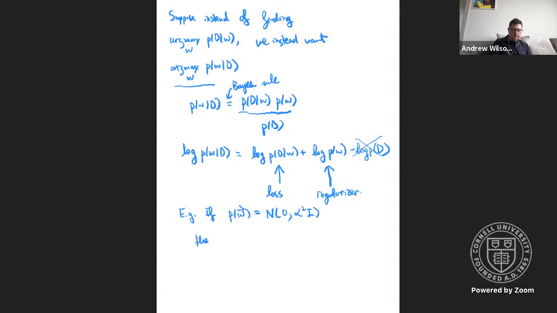Then log p of w will be proportional to minus w transpose w over alpha squared. And so we see that we recover L2 regularization from that assumption about the parameters w before we observe data.